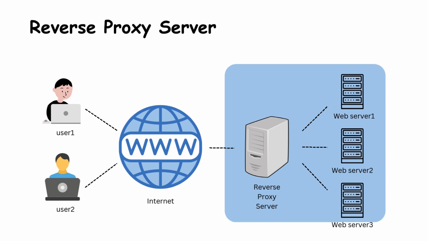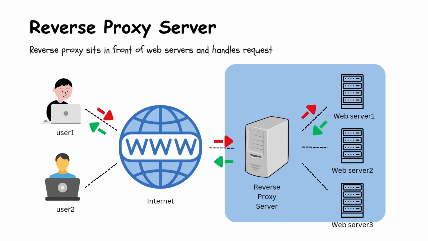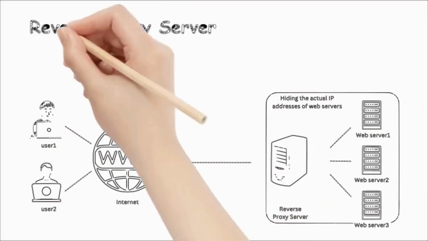Unlike a forward proxy, a reverse proxy sits in front of web servers and handles requests from users. Here's how it works. Users send requests to the reverse proxy, which then forwards the request to the actual web server. The web server processes the request and sends the response back to the reverse proxy, which then delivers it to the user.